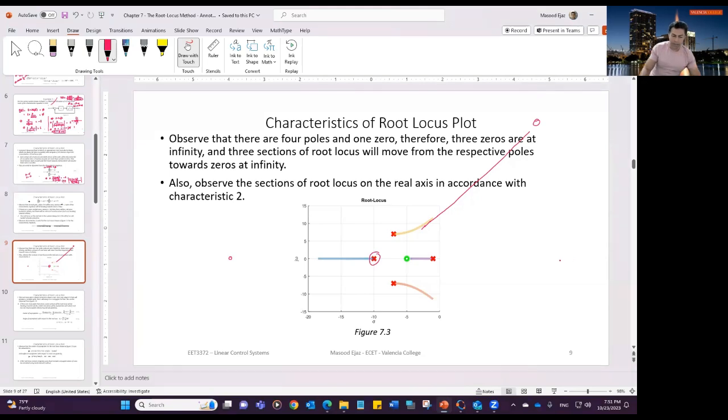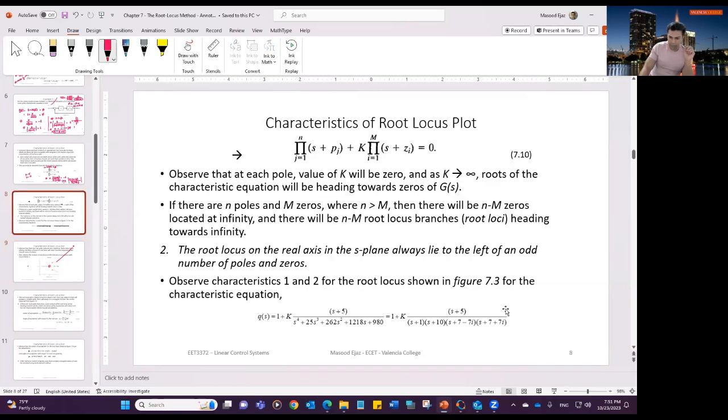So once again, how did I create this? I have this equation right over here. So this equation is going to be what? (s+1)(s+10) times (s+7+7j)(s+7-7j)... this is s^4 + 25s^3 + 262s^2 + 1218s + 980 plus K times (s+5).